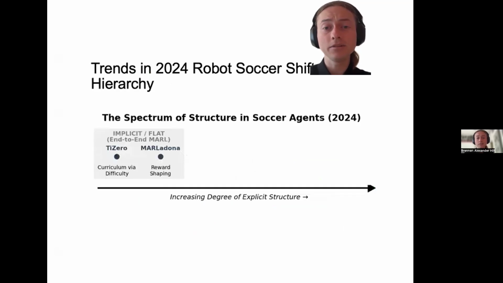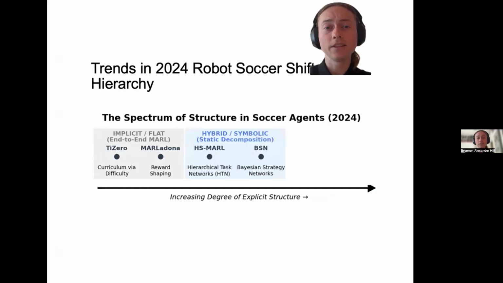This isn't just a theoretical proposal, though, as it tracks the trends we observed in the 2024 literature. On the left, we have implicit or flat approaches, like TI0 and MAR Levana. These rely on manually tuned curricula or reward shaping to coax agent cooperation. Moving to the middle of the spectrum, we saw a shift this year towards hybrid and symbolic methods such as HSMARL. These systems use static decompositions like hierarchical task networks, HTNs, or Bayesian strategy networks to implicitly structure the agent's policy.